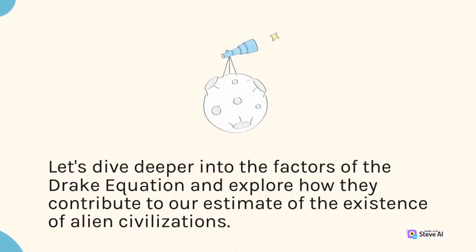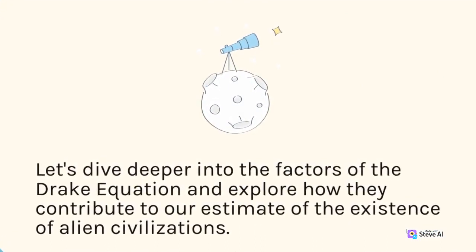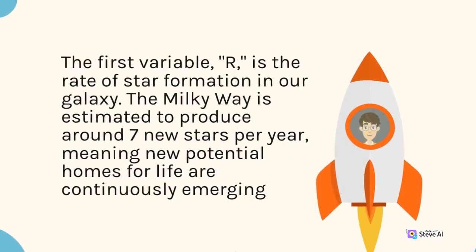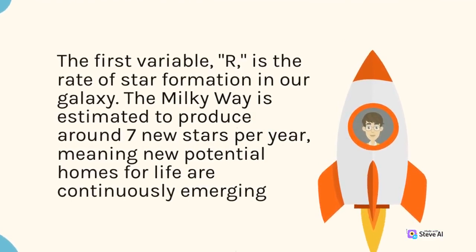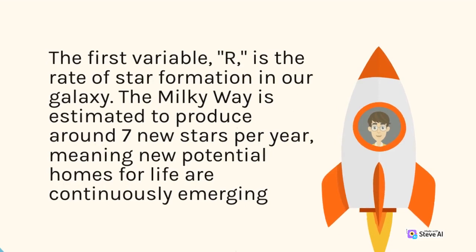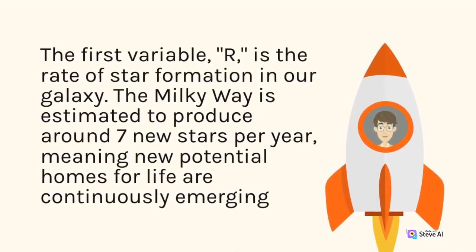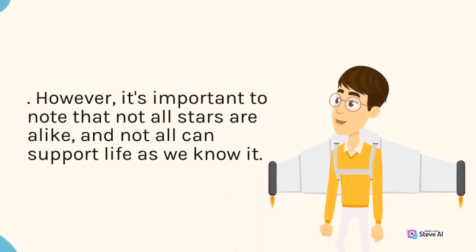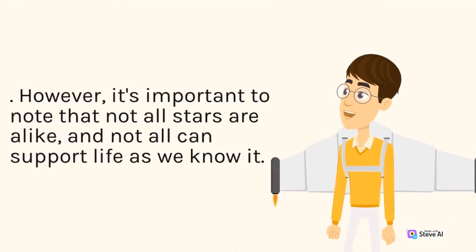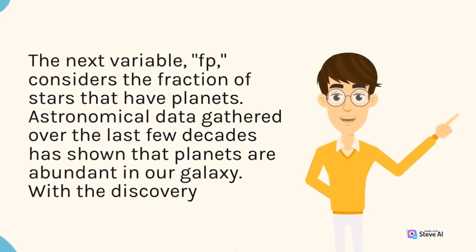Let's dive deeper into the factors of the Drake equation and explore how they contribute to our estimate of the existence of alien civilizations. The first variable, R, is the rate of star formation in our galaxy. The Milky Way is estimated to produce around 7 new stars per year, meaning new potential homes for life are continuously emerging. However, it's important to note that not all stars are alike, and not all can support life as we know it.